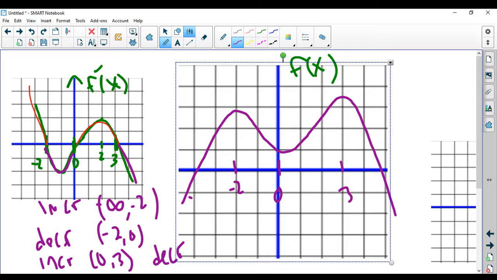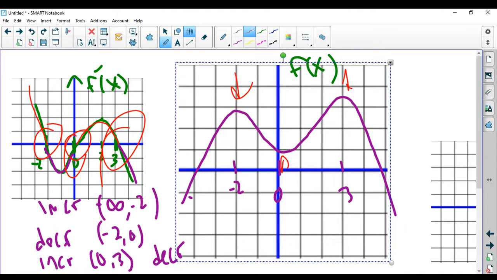And just as a final check, if the first derivative goes from positive to negative, you should have a max. If it goes from negative to positive, you should have a min. And if it goes from positive to negative, you should have a max. But that looks good.